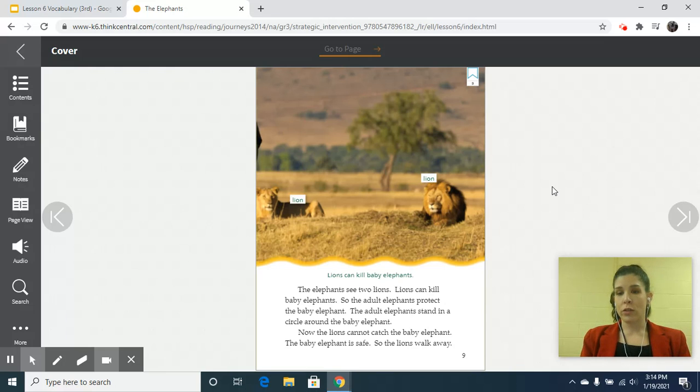But the adult elephants stand in a circle around the baby elephant. So all the elephants, the herd of elephants, are all in a circle around the baby. So I'm going to make a little circle, then big circles to show you.